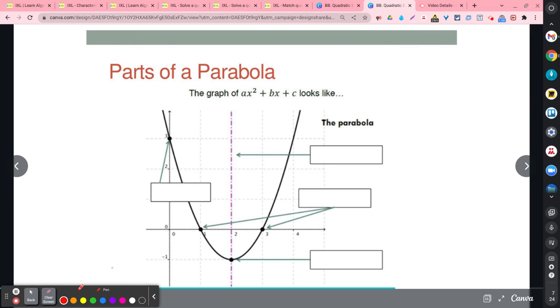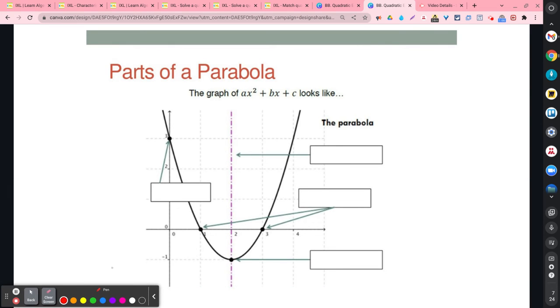Okay, guys, so I repeated that several times, so I guarantee you that's going to be on the test. So let's do a little mock test here. You need to memorize the parts of a parabola, so I'm going to test you on it.